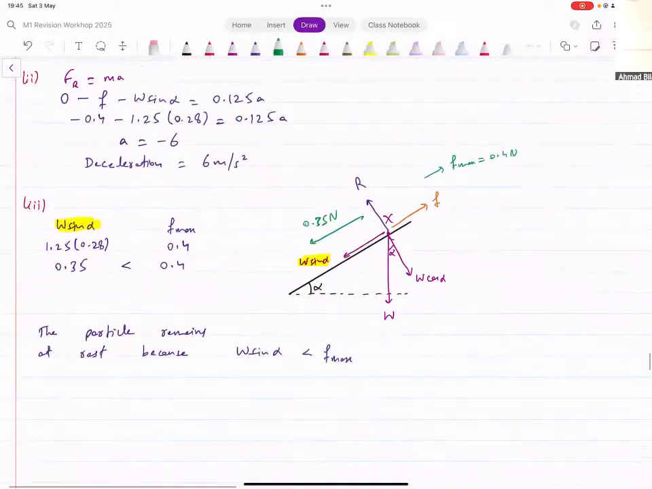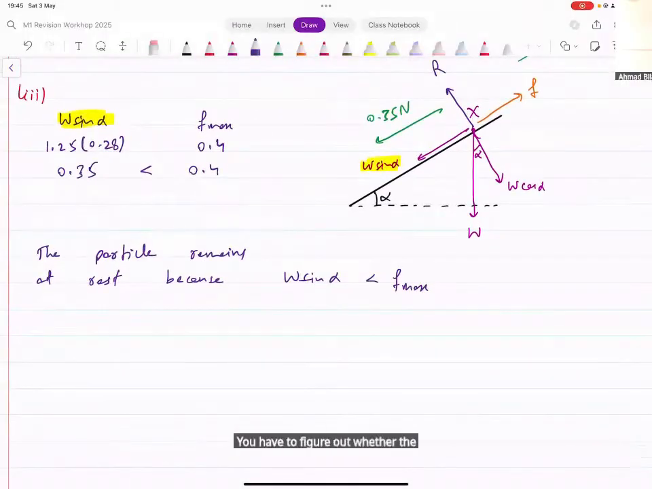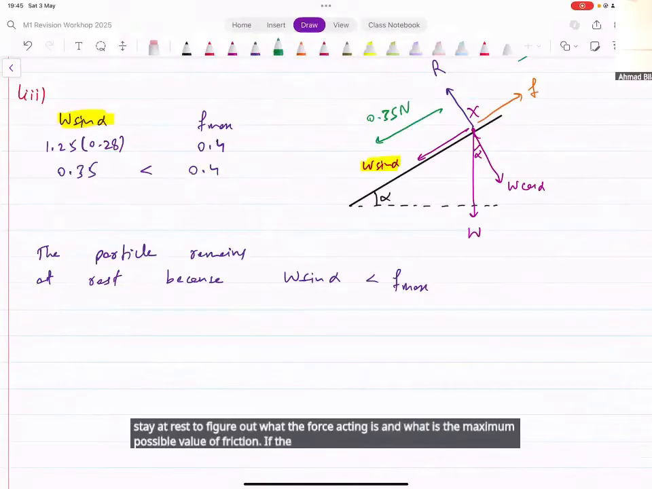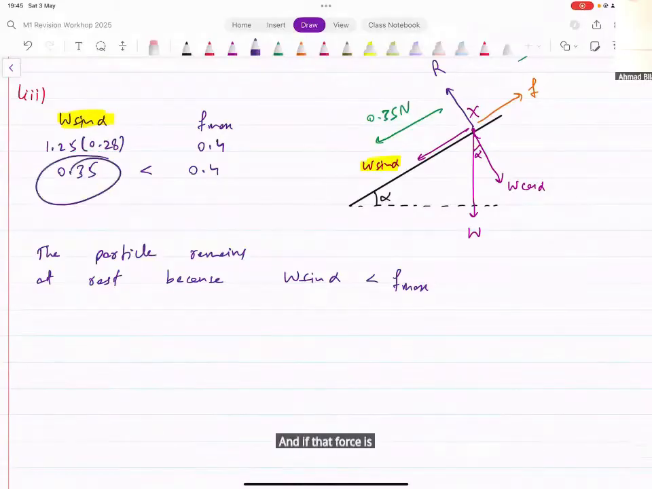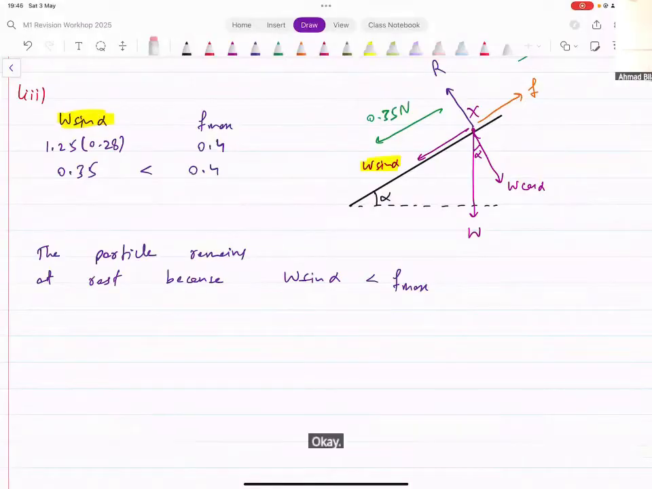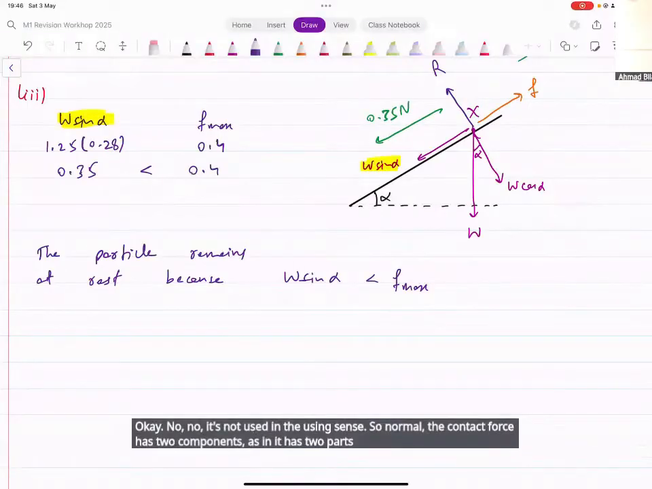So this is one thing that you will see as well. You have to figure out whether the particle is going to move or it's going to stay at rest to figure out what the force acting is and what is the maximum possible value of friction. If the force acting in the forward direction is less than friction, the object cannot move. And if that force is more than the maximum value of friction, then the object will start moving. The contact force has two components, as in it has two parts. One is friction and the other is normal reaction.